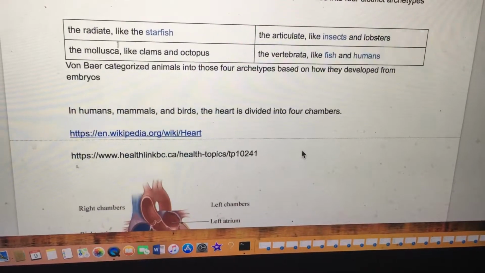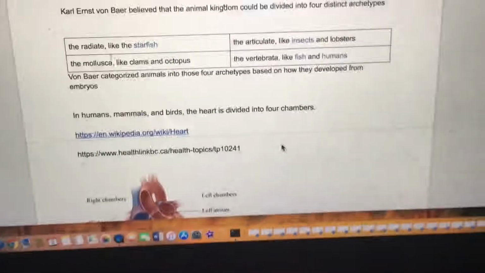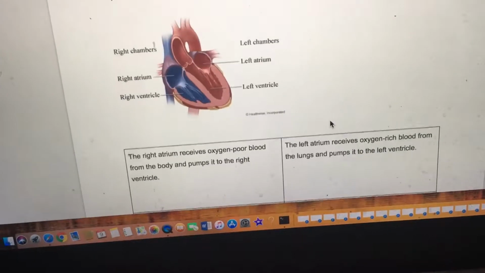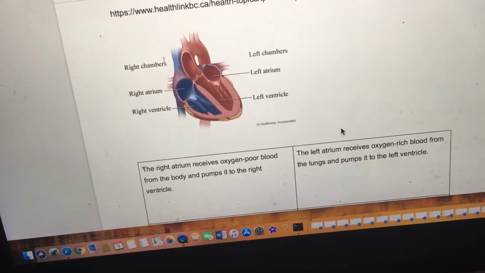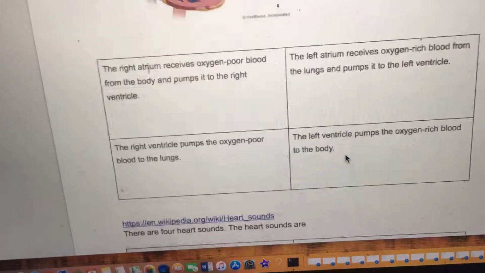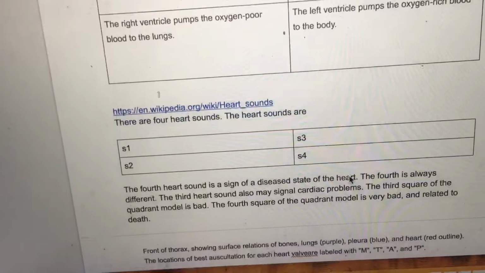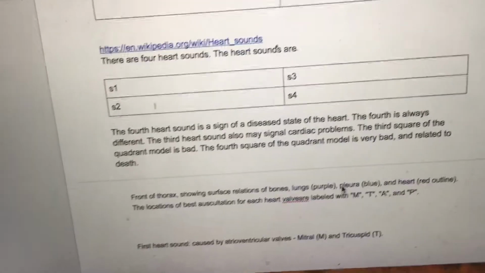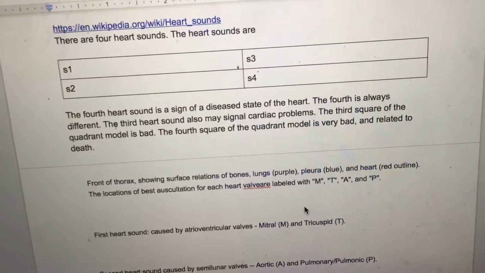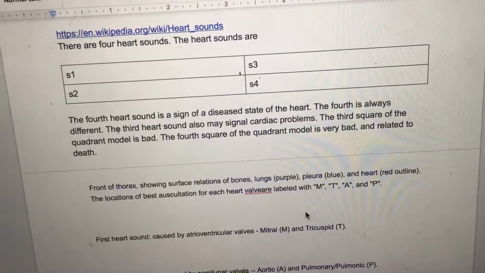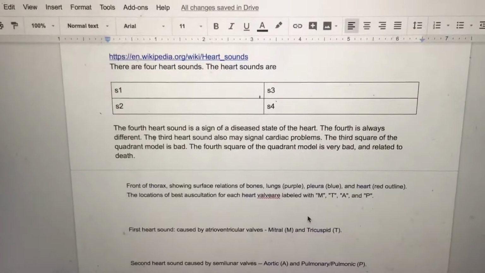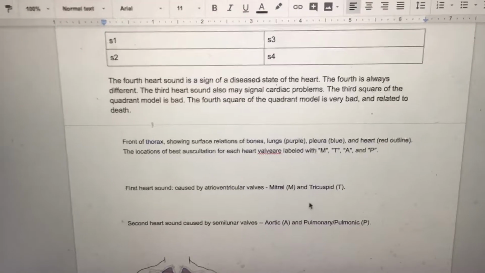In humans, mammals, and birds, the heart is divided into 4 chambers: right atrium, right ventricle, left atrium, left ventricle. There are 4 heart sounds. The heart sounds are S1, S2, S3, S4. The 4th heart sound is a sign of a disease state of the heart. The 4th is always different. The 3rd heart sound also may signal cardiac problems. The 3rd square of the quadrant model is bad. The 4th square of the quadrant model is very bad and related to death.